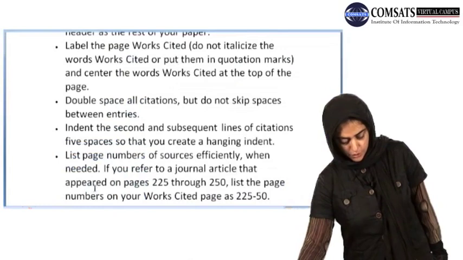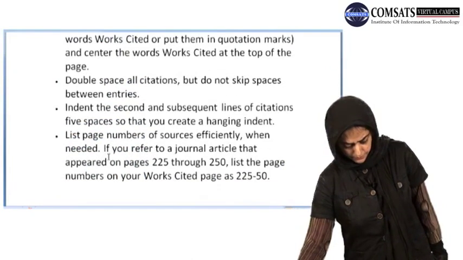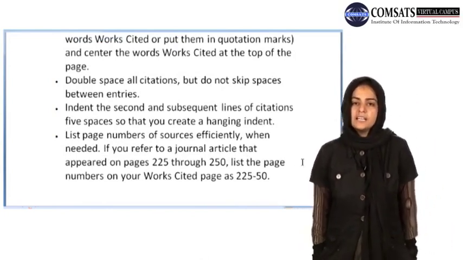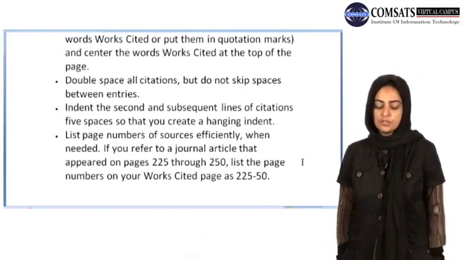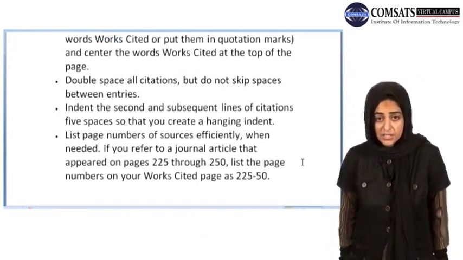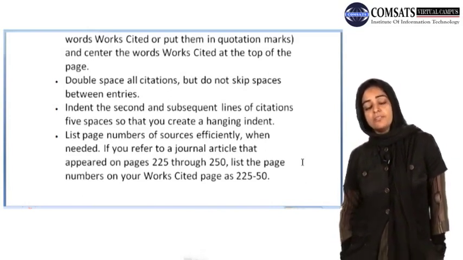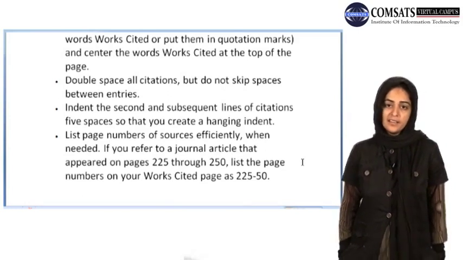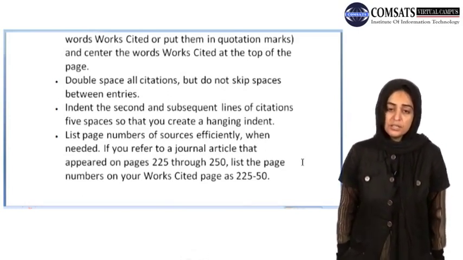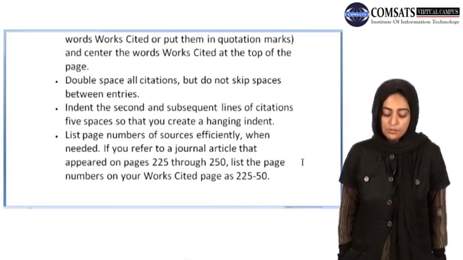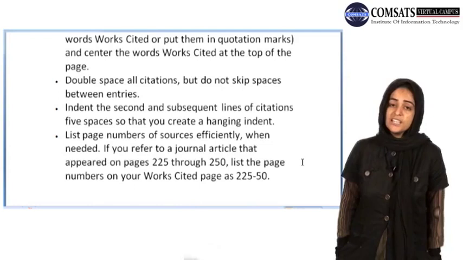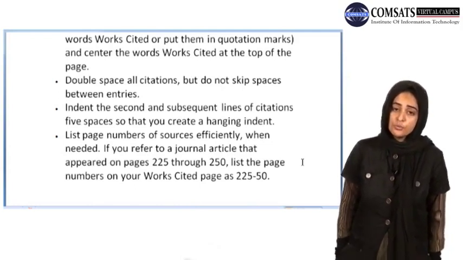Now, dear students, let's move to other rules. When you are creating the detailed references for your in-text citations, that means we are talking about the works cited page at the end of the report, over there you should be mentioning the page number of the sources when needed. It's not required in the electronic sources, but in case of the books and the articles, if you are quoting some information through an article, then on the works cited page, on the detailed reference, do provide the page numbers.